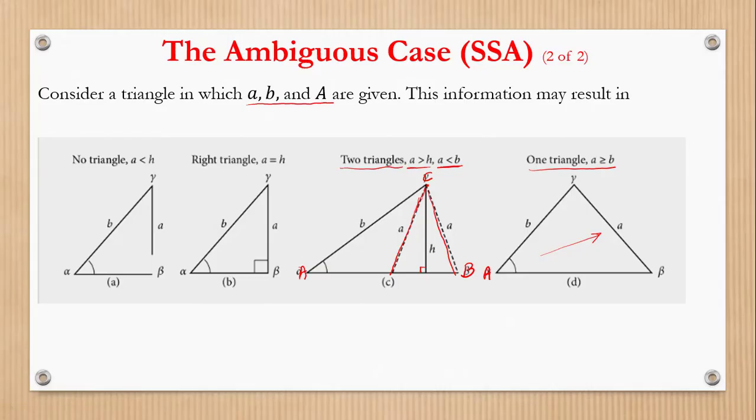If side A is exactly equal to the height, we have a right triangle, and we are going to use the properties of the right triangle. But if side A, which is the opposite of angle A, is less than the height of the triangle, we will have no triangle at all. And you can see on the picture why, because it doesn't form any triangle.